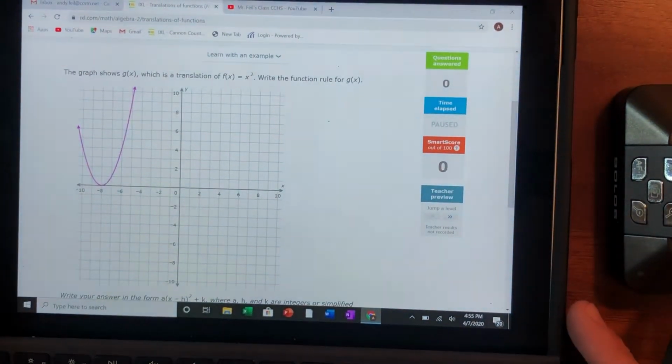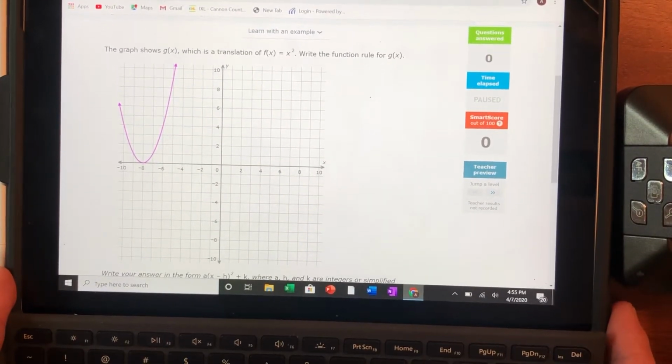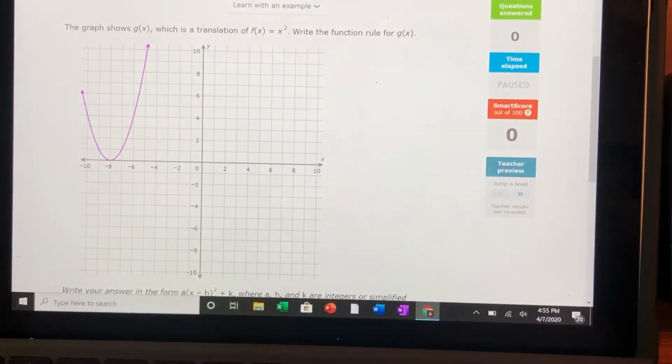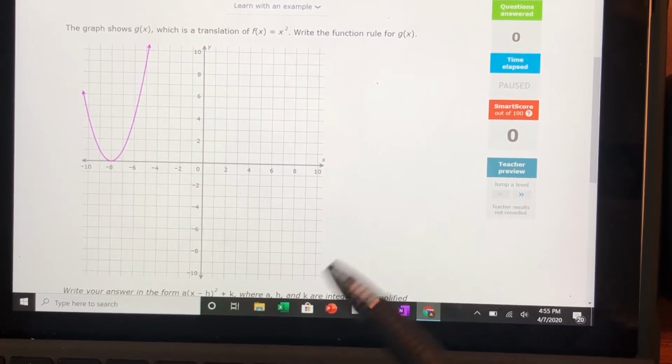I'm going to do these right on here. I hope it shows up well enough. Okay, so I'm going to zoom in just a hair more. All right, this one says the graph shows g of x, which is a translation of f of x equals x squared. Write the function rule for g of x.